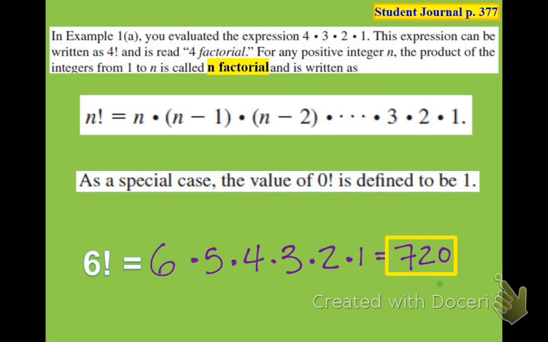The second thing you want to write down, please focus. I need you to write down 0 factorial is 1. So it's highlighted for you. 0 exclamation point is 1.